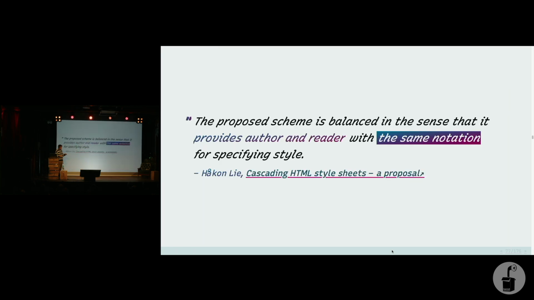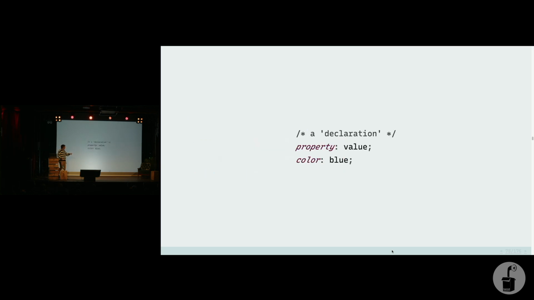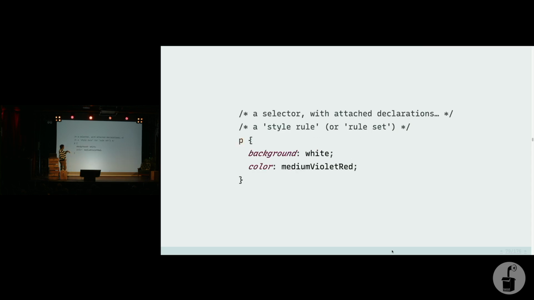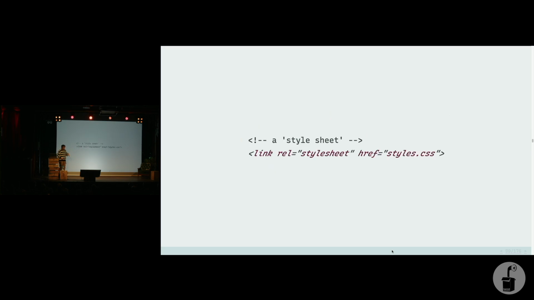So the proposed scheme tries to give some balance across all of us involved in this web platform by giving the author and the reader the same notation. We all get to write CSS. We all get to provide those styles. We write our hints as declarations, a property and a value, color blue, and then we can wrap those up into selectors. We can attach them to style sheets. We can wrap them up into entire style sheets and connect them to HTML or link them together directly.